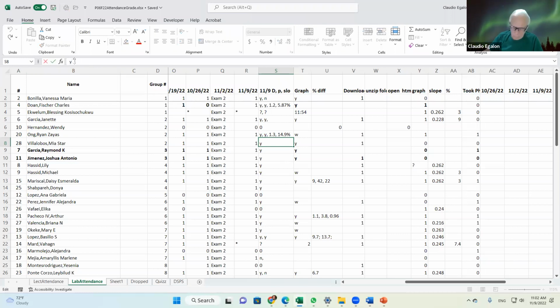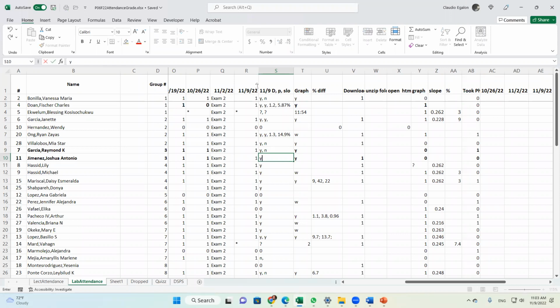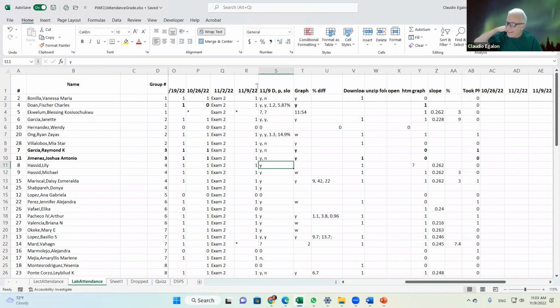Mia, did you plot the graph, Mia? I'm still working on it, Professor. Okay, still working. Good. Next is Raymond. Did you plot the graph, Raymond? Still on it? Okay, good. Joshua, did you plot the graph? No, me and Raymond, we're currently working on it right now. Okay, no pressure. Wonderful, thank you. Okay, thank you, Lily. Michael, did you plot the graph, Michael?